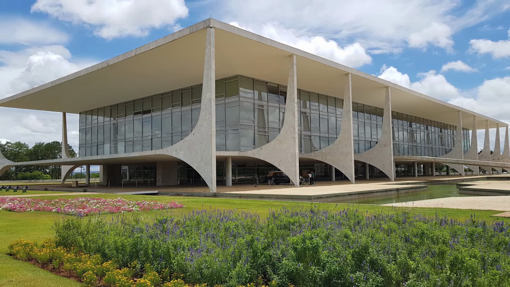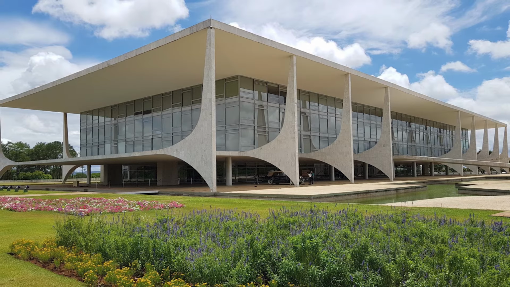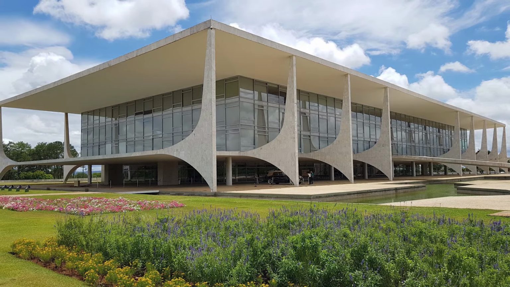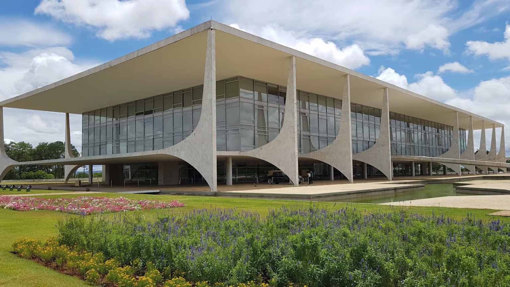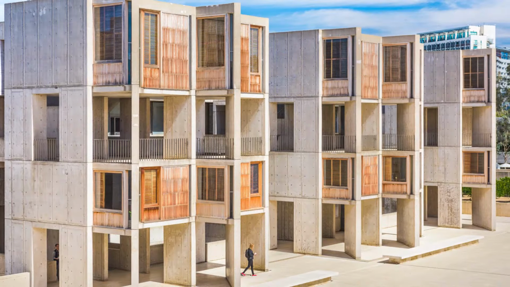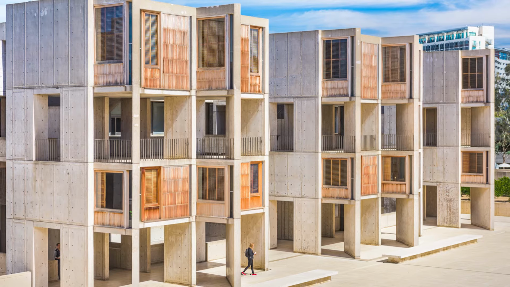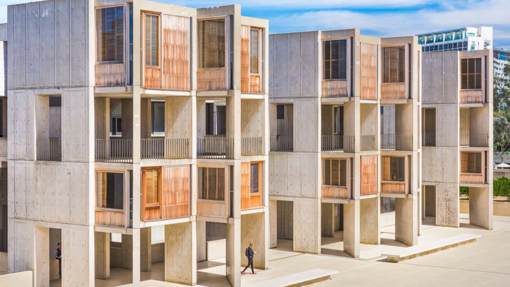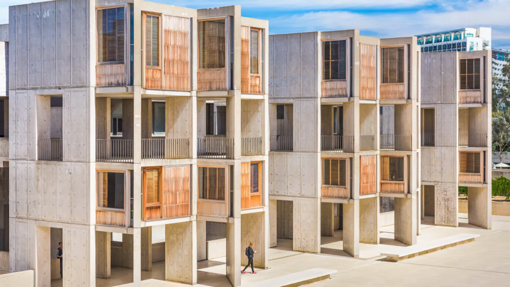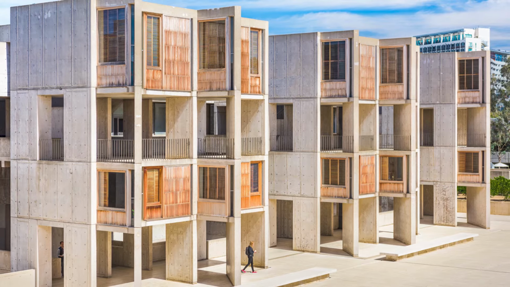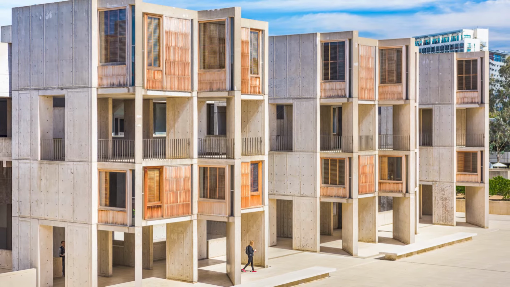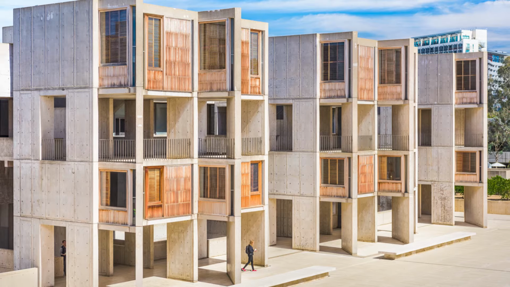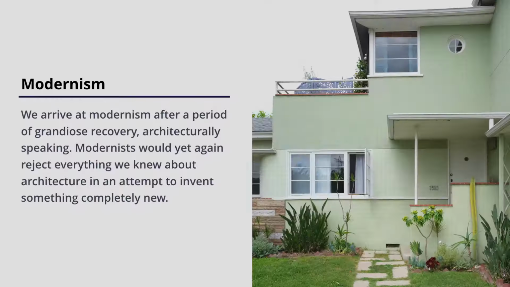We have a rejection of everything that we knew about architecture in an attempt to come up with something completely different and new. So we're not only going for simple lines, straight lines, rectangles, squares, etc., but we're trying to incorporate some of the new technology, some of the new material that we've developed over this time period. We're starting to play with concrete. We're starting to play with steel more. We're starting to play tricks on the mind with shapes as well.